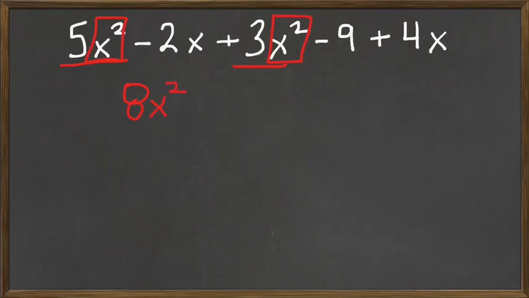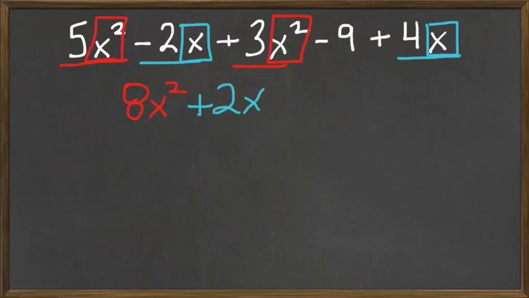And we can continue down the list. I see we have an x term and another x term, so those are going to be like terms that we're going to add up. Negative 2x squared and 4x. So we got to go ahead and add those up. 4 minus 2, I'll get 2x.